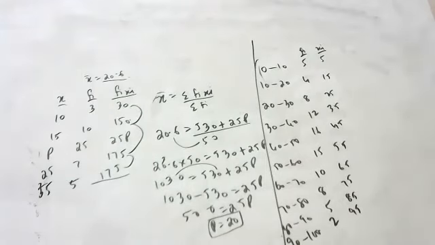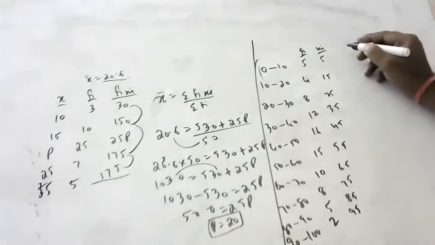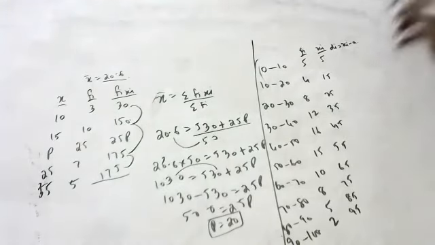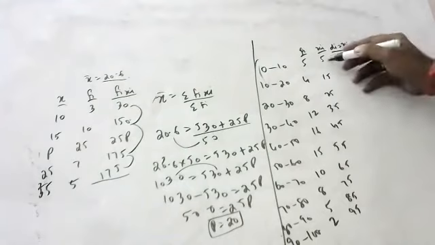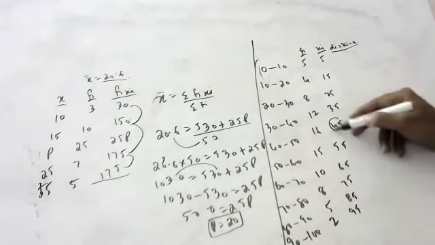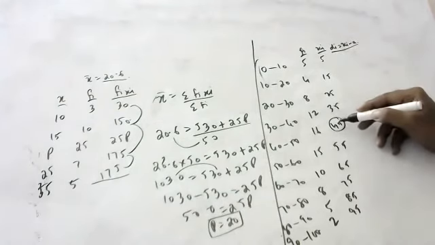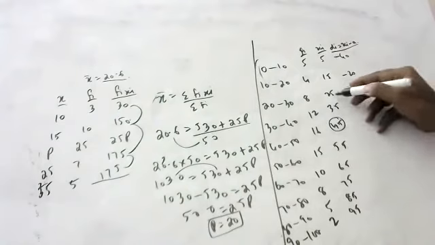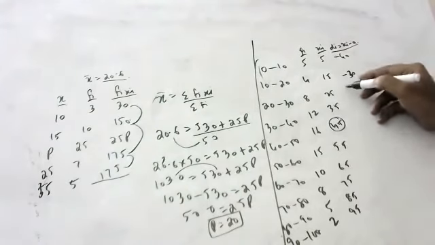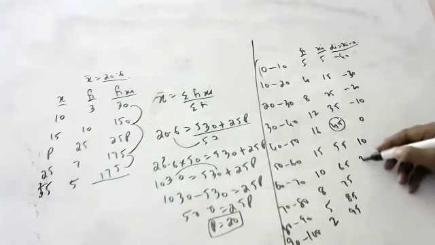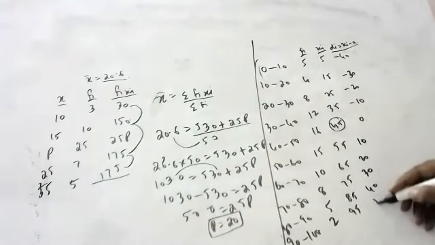Shall we simplify this? Di is equal to Xi minus A. What is Di? Xi minus A. Taking A as 45: 5 minus 45 is minus 40, minus 30, minus 20, minus 10, 0, 10, 20, 30, 40, 50.